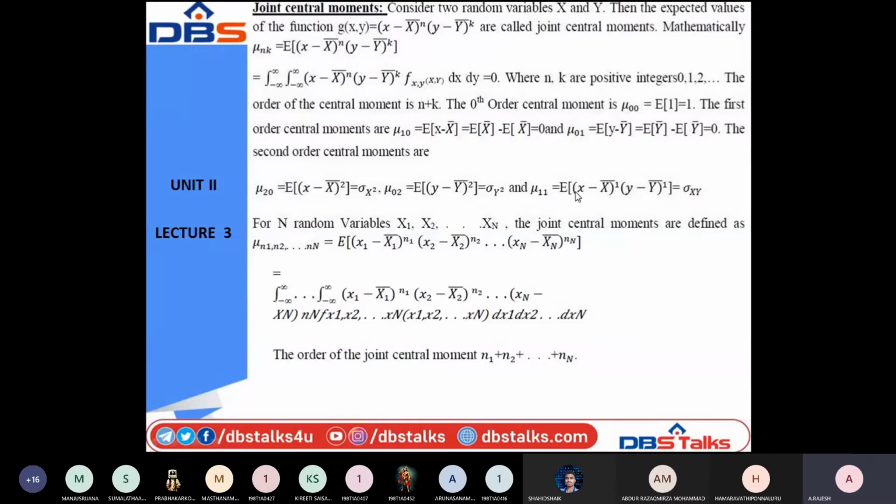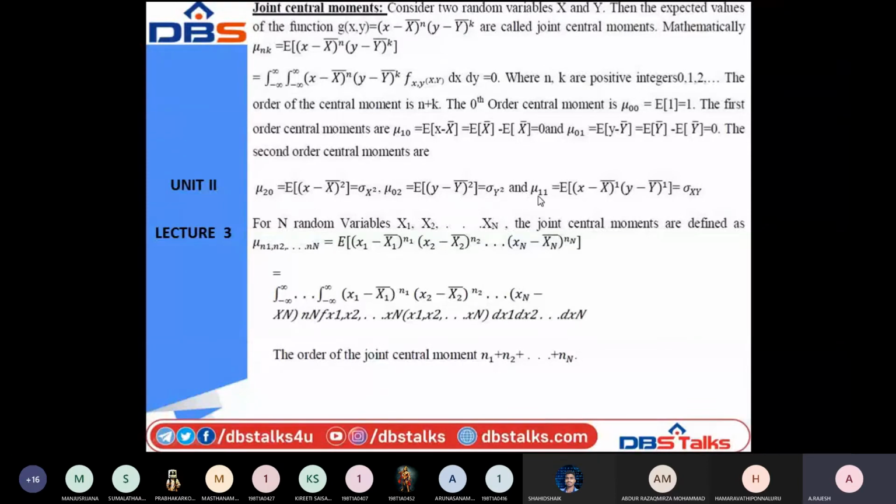Mu of 2 comma 0 is equal to the expected value of small x minus capital X complement, whole square, which will be equal to sigma x square. In the same way, mu of 0 comma 2 is equal to E of y minus capital Y complement whole square, which will be equal to sigma y square. And in another form, this is called a covariance.